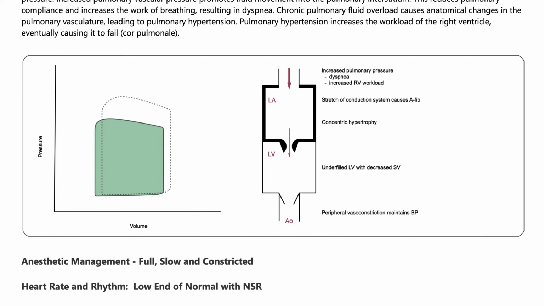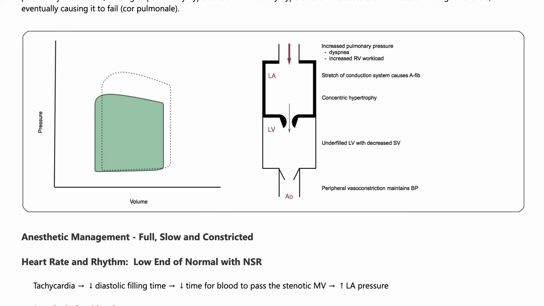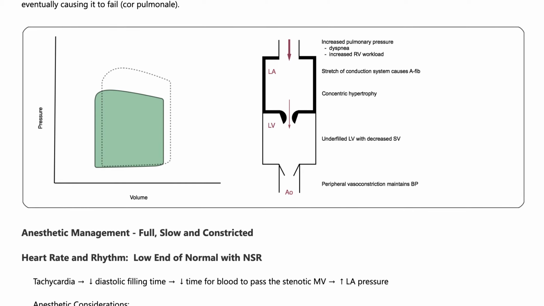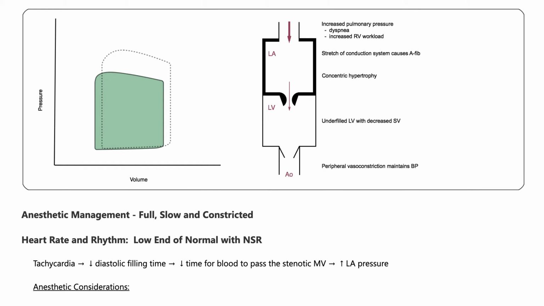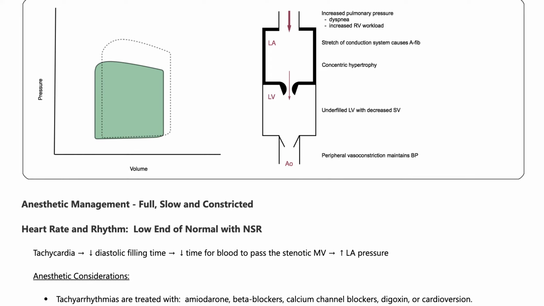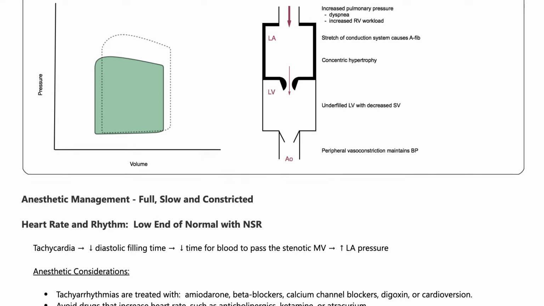Anesthetic management should maintain a full, slow, and constricted heart. Heart rate and rhythm should be at the low end of normal for the rate and should be normal sinus rhythm. Tachycardia decreases diastolic filling time, which reduces the time for blood to pass the stenotic mitral valve. Increased left atrial pressure is a consequence.